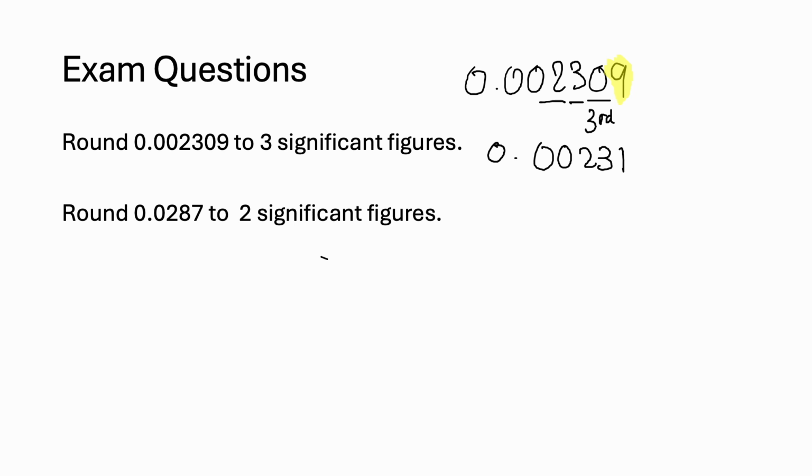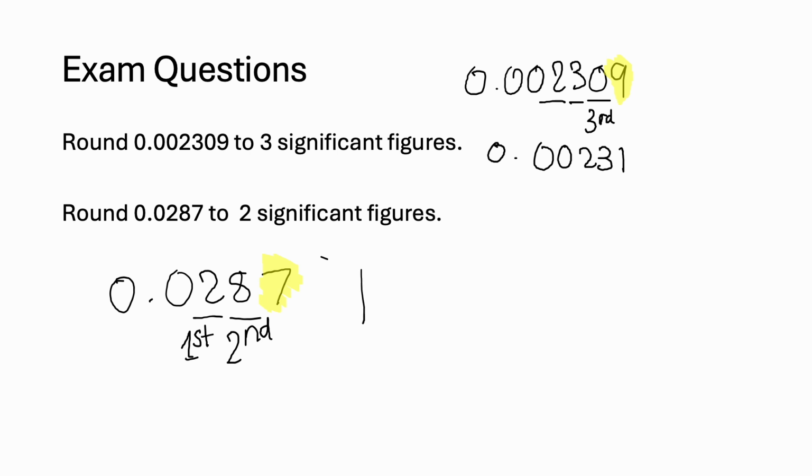Let's look at this one here. Round 0.0287 to 2 significant figures. So this 2 is our first significant figure and our 8 is our second. Similar thing, we look at the number to the right of the second significant figure, which is the 7. 7 is more than 5, so we are rounding up, meaning that this 8 will go up by 1, so we get a number of 0.029 to 2 significant figures.